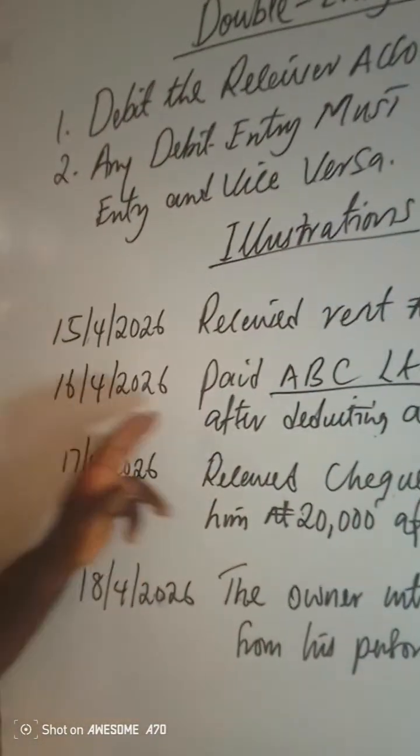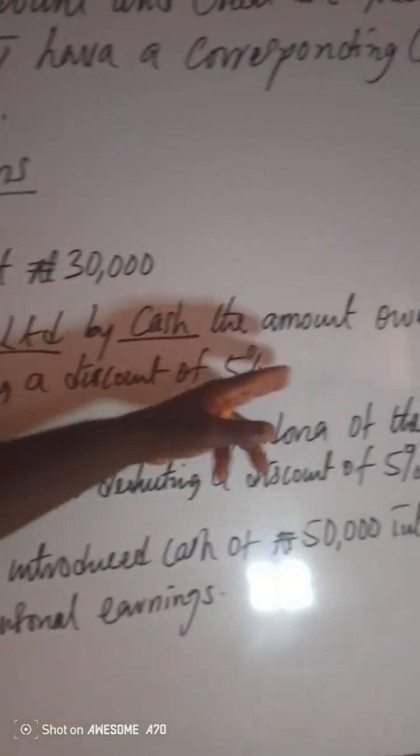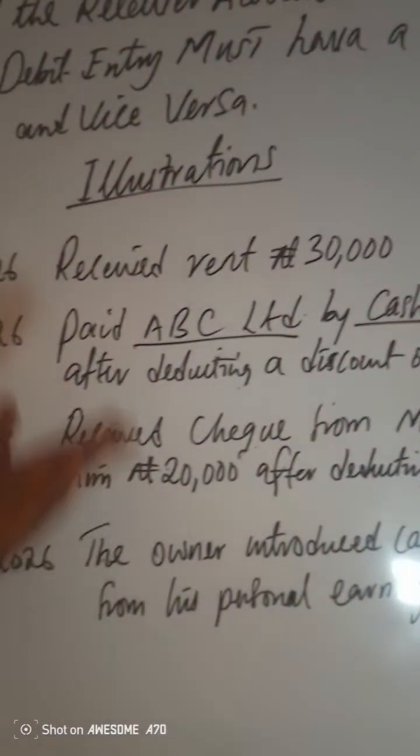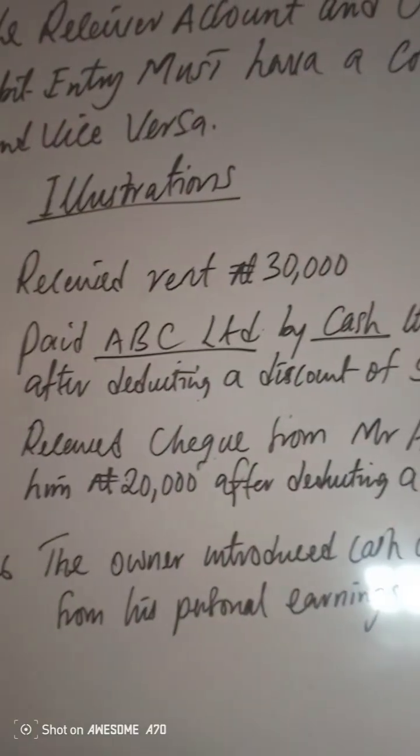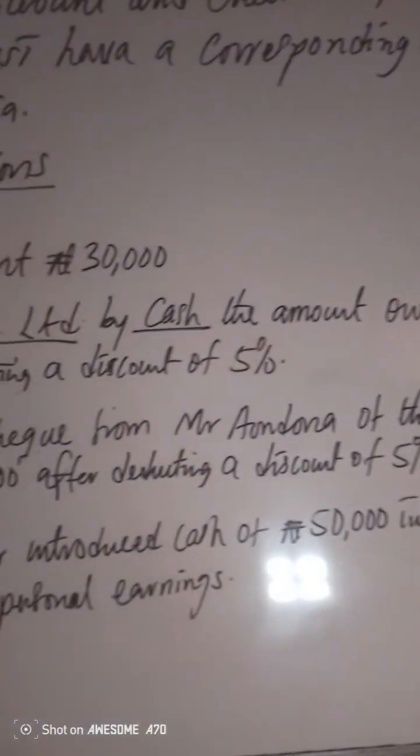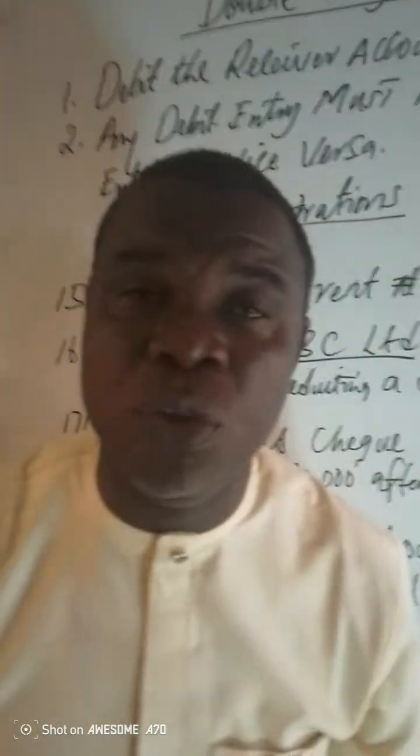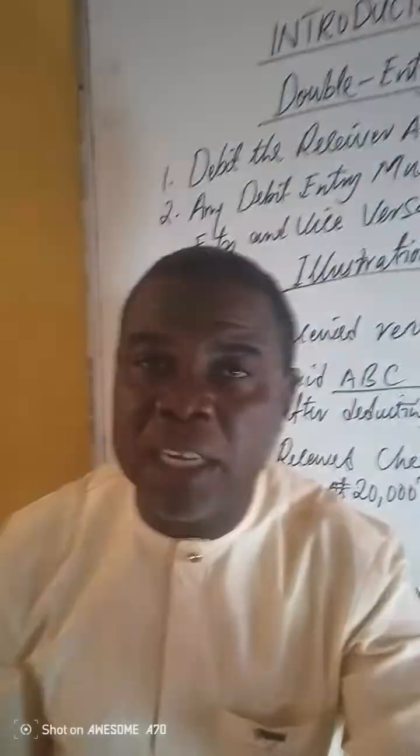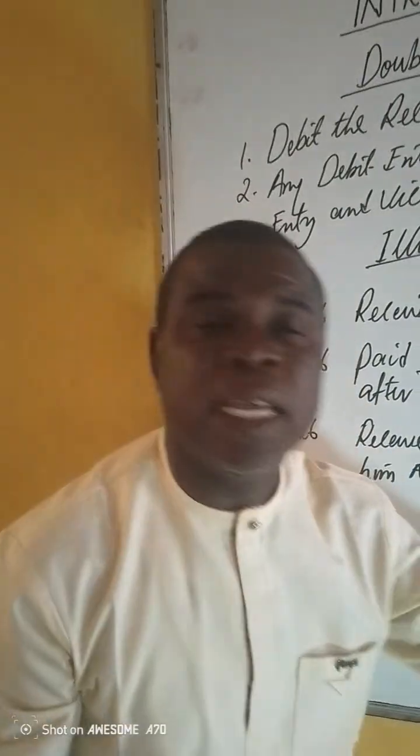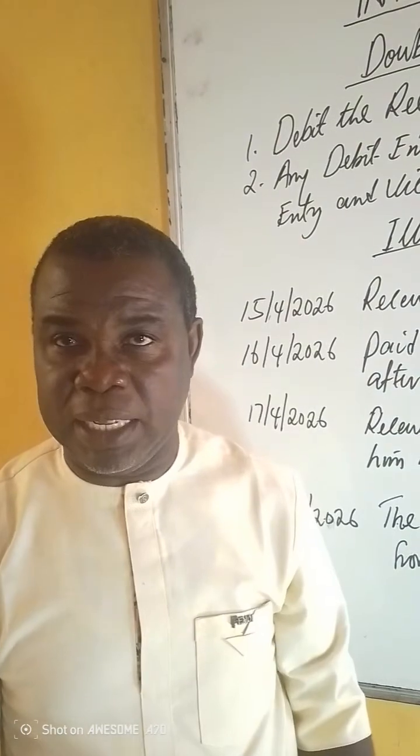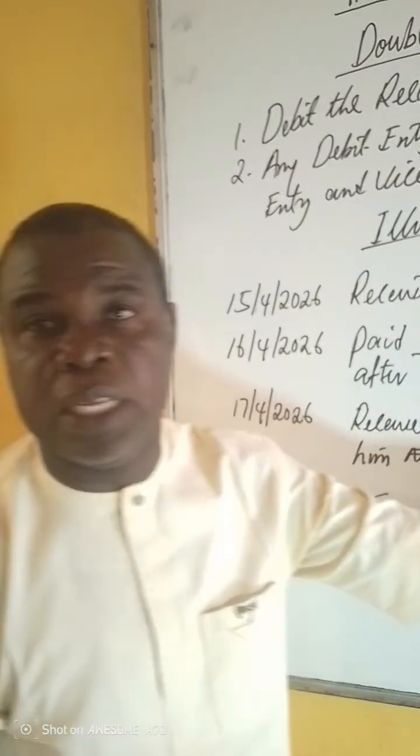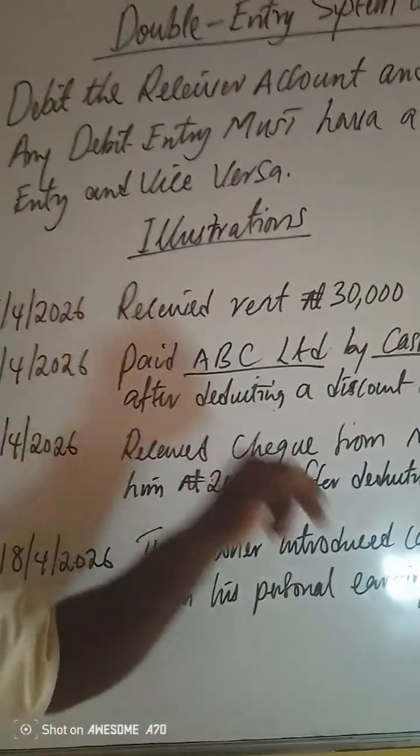On the 16th of April, paid ABC Limited by cash the amount owed, 40,000, after deducting the discount of 5%. In this case, you must determine the receiver account and the giver account. Here, the giver account is cash because the business is paying ABC Limited. You recall that in my previous video, the business purchased goods on credit from ABC. Now the business is paying ABC, and in the process of paying, the business receives a discount of 5%. So you must follow my previous video before you are able to appreciate why we are paying ABC today. The amount of goods purchased on credit was 40,000.